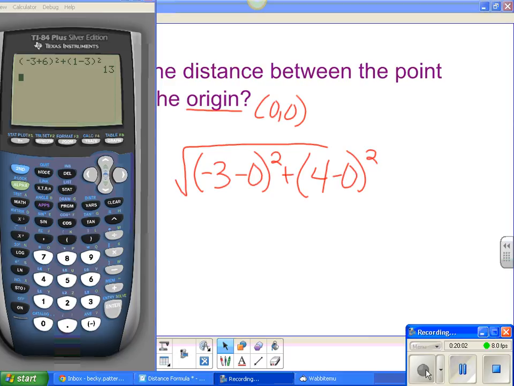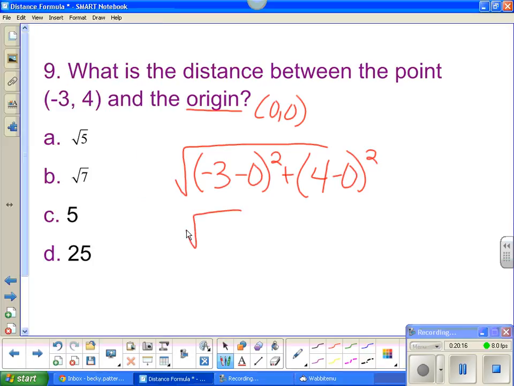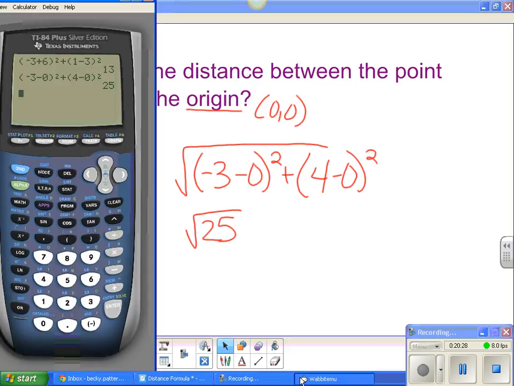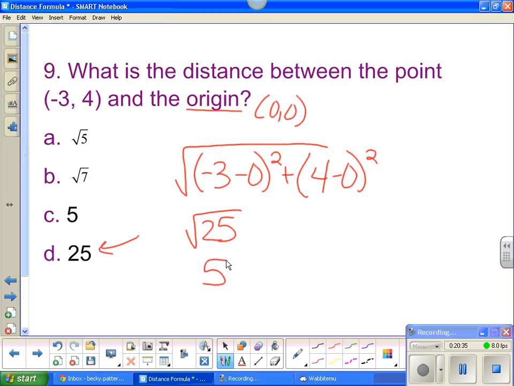And I'm going to grab my calculator. And I got negative 3 minus 0 squared plus 4 minus 0 squared. Hit enter and I get a 25. So I have root 25. Now notice 25 is an answer. That's very tempting, but remember it's root 25. Well, if you don't know what the square root of 25 is, you can type it in on your calculator, square root 25, and hit enter, and you get a solid 5.